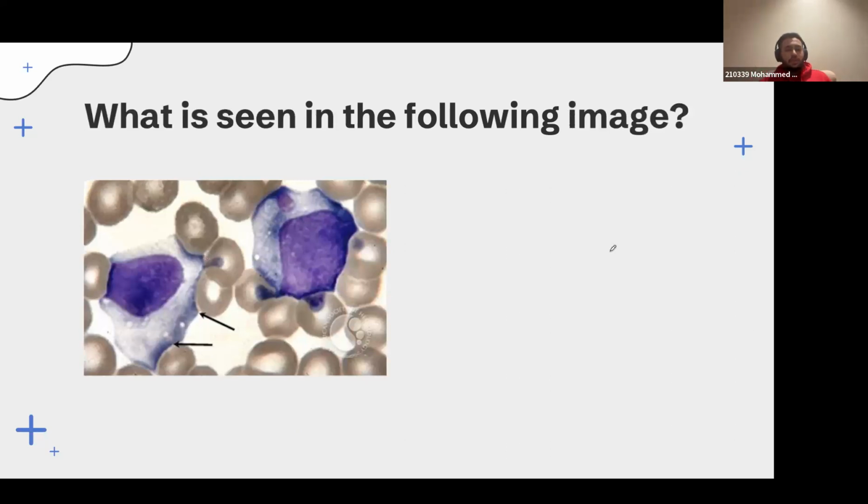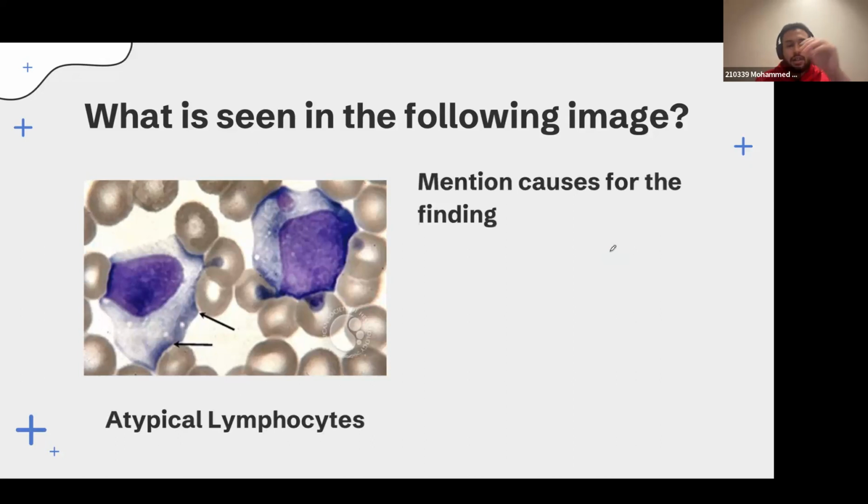Now, we'll go through the rest of these images. Can you tell me what we are looking at here? Can you tell me the cell? Don't tell me the disease. What's the defect here? Don't tell me the disease yet. Reactive lymphocytes, okay. Atypical lymphocytes, okay. They're atypical. Now, tell me the disease that you can see this in. Perfect. Infectious mononucleosis.